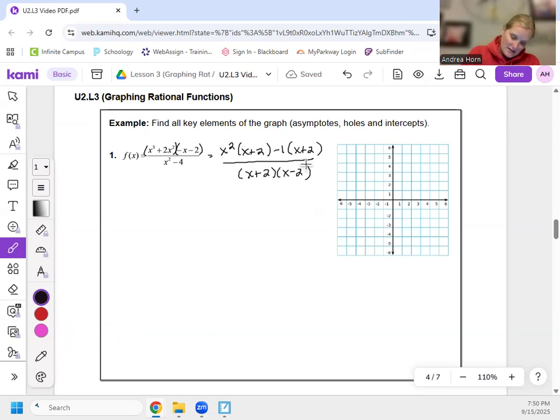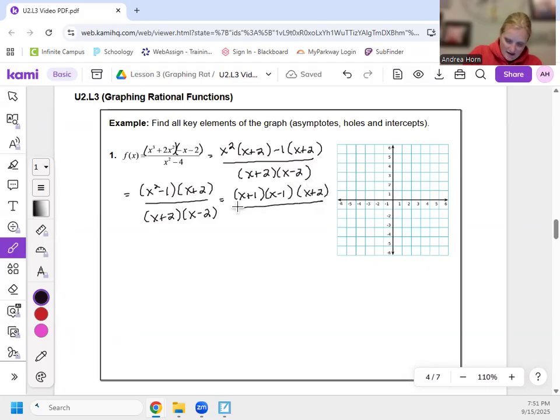But the top still isn't done. So the top is going to be, let's see, x squared minus 1 and x plus 2. On the bottom, I still have an x plus 2 and an x minus 2. I know I have a factor I can cancel. I'm going to wait though here. I'm going to go one more step. So I see that x squared minus 1 factors, so I'm going to have x plus 1, x minus 1, and I have x plus 2. And then on the bottom, I have x plus 2, x minus 2.